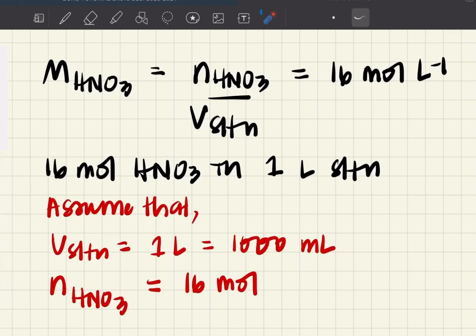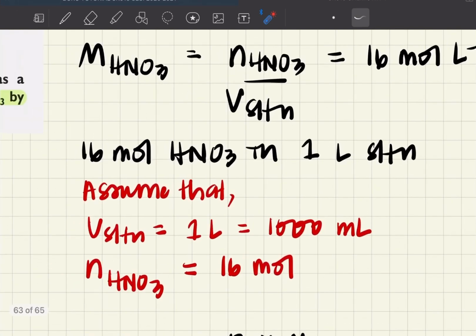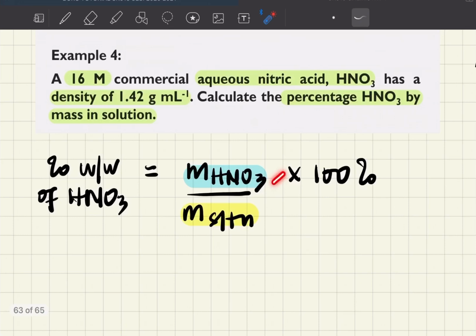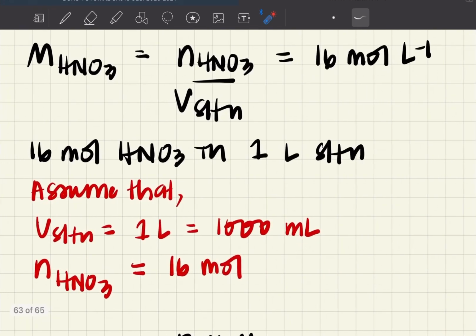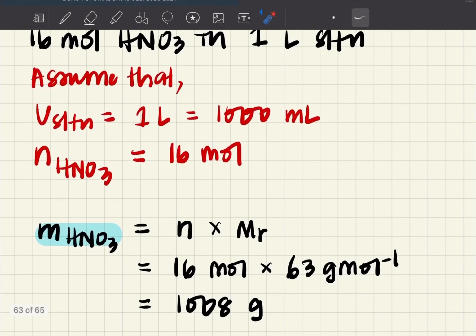So that means that we can assume that the volume of solution is 1 liter or 1000 mL, while the mole of HNO3 nitric acid is 16 moles. So maksudnya kita assume lah juga, betul? So tadi kita nak cari apa? Kita nak cari mass of HNO3 and mass of solution. Since we already have the mole of HNO3, you can find the mass of HNO3. Mass equals to mole times molar mass, and you will get your answer.